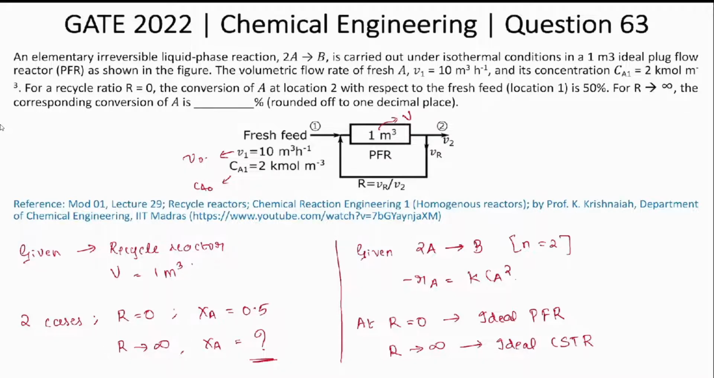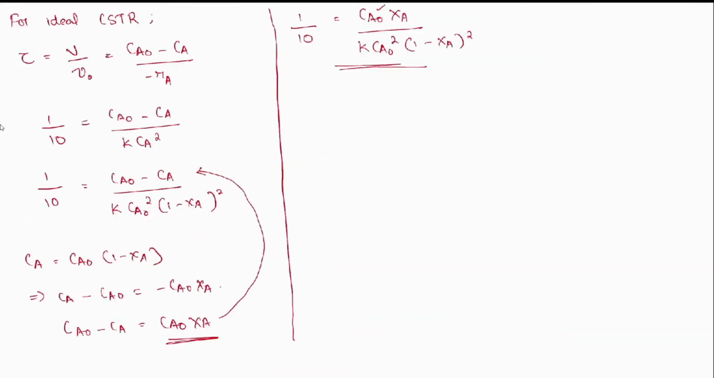Sorry, this is the CSTR case, so we don't know the conversion; we need to find it. In this equation we only know Ca0. We don't know Xa because that is what we need to find, and we don't know K either. So we need to find K first, and then substitute this K into this equation to find the conversion.